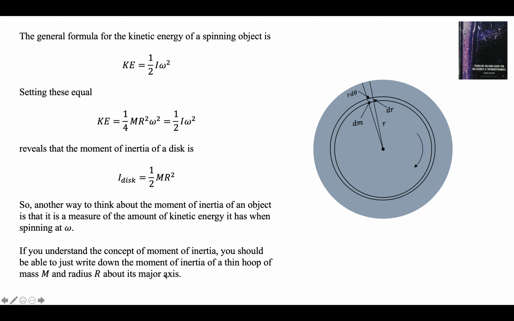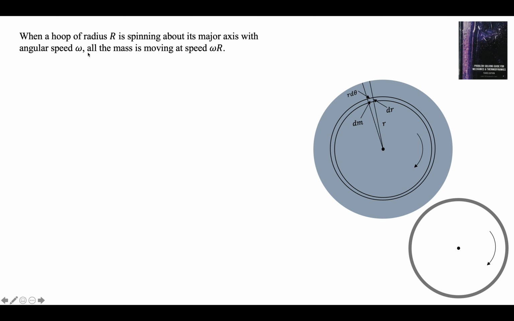Mass m, radius r about its major axis. So here's a thin hoop spinning around. What's its moment of inertia? You thinking about it? You can pause the video. I'm going to show you. Spoiler alert. When a hoop of radius r is spinning about its major axis with angular speed omega, all of the mass is moving at omega r. All of this mass is moving at v, which is omega r.